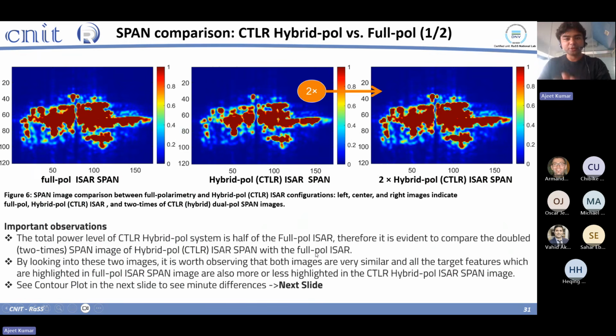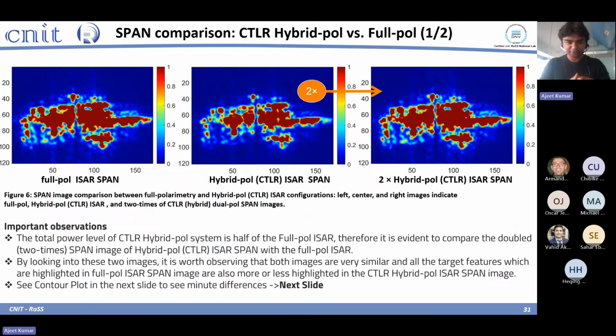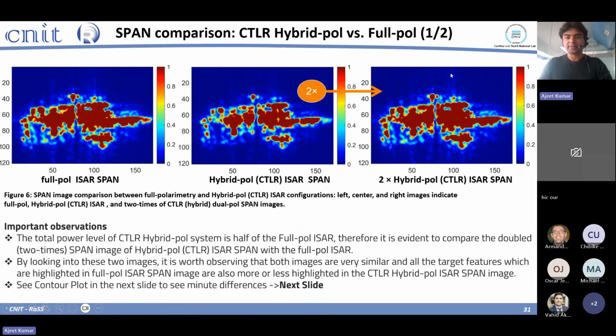Now we can compare the full polarimetry based information to the hybrid polarimetry based information. First, comparison with the span, that is the total backscattered power. The full polarimetry span looks like this. In hybrid polarimetry, because of the mathematics, we have half of the total intensity compared to the full polarimetry. So I compared by multiplying by a factor of 2. You can see this one, and this one. It's more or less very similar to each other.